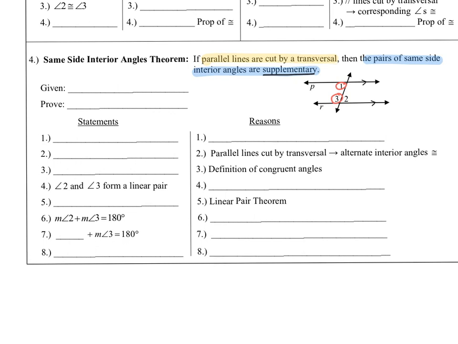In this case, you'll notice that angle 1 appears to be an acute angle. Angle 3 appears to be an obtuse angle. So they couldn't be congruent, could they? But they could be supplementary. So we're going to prove that right now.